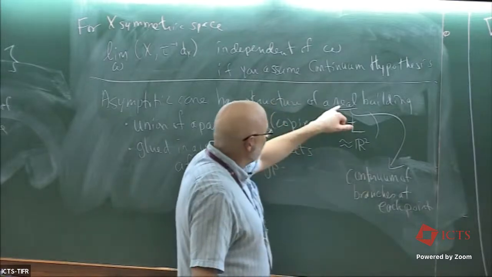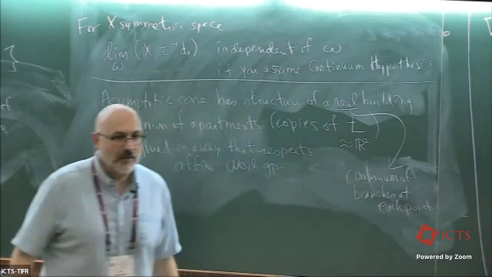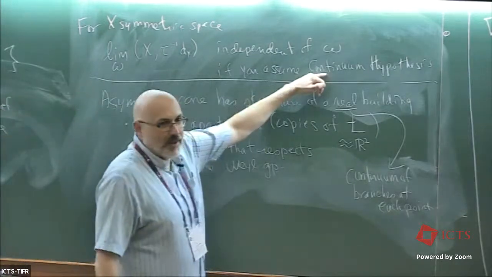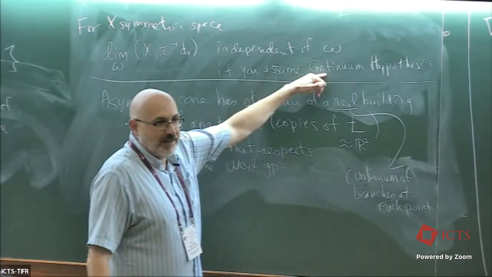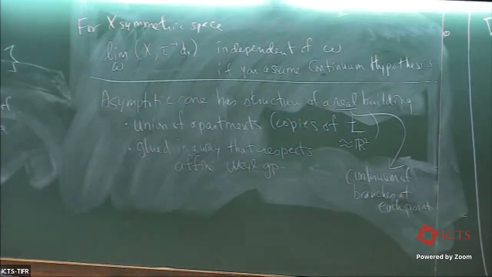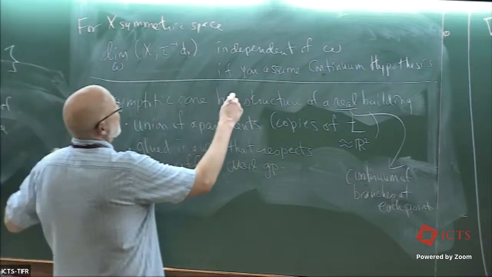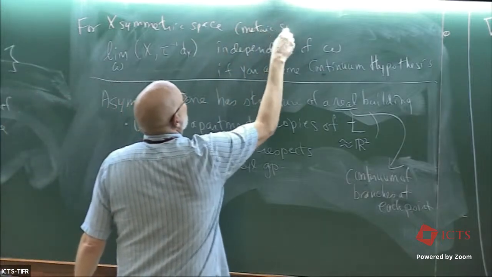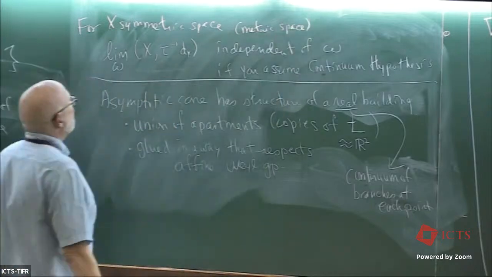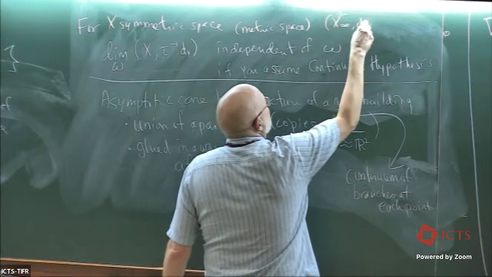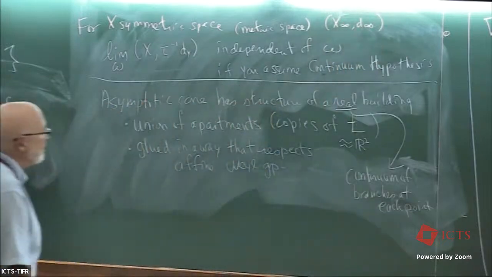So continuum is just the cardinality of the real numbers. And you can begin to see why the continuum hypothesis may come into such a space like this. So this is still a metric space, right? Call this X infinity, d infinity, okay? All right.